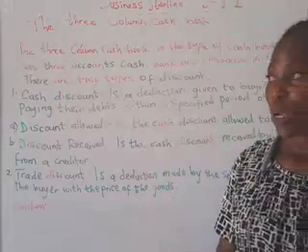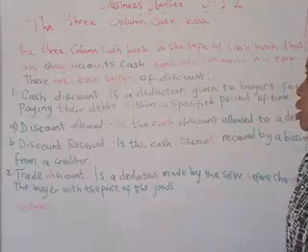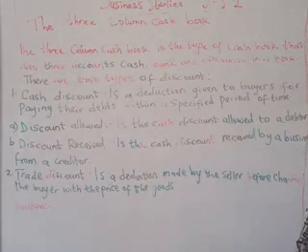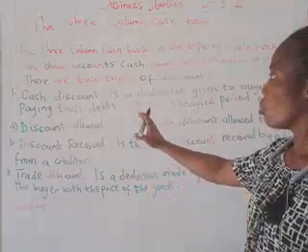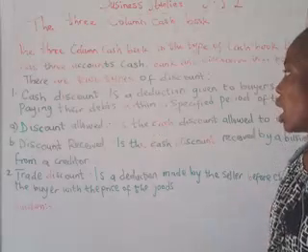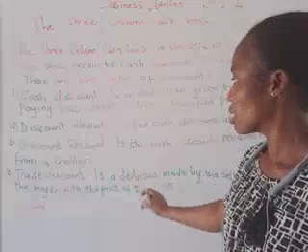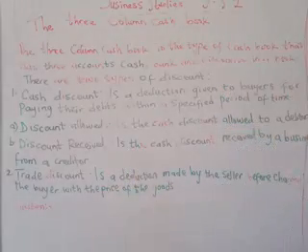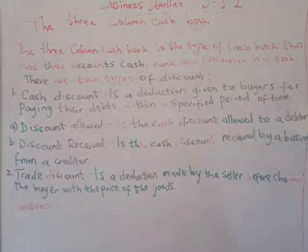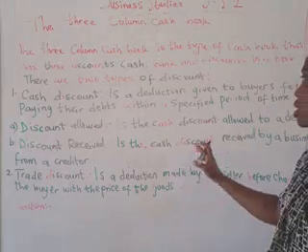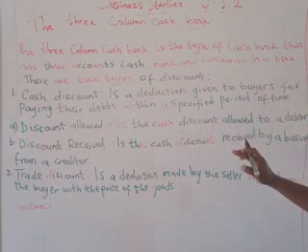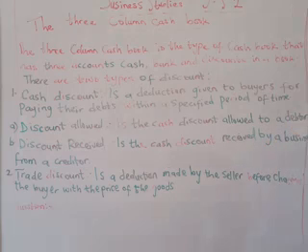You have cash discounts and trade discounts, but we are going to work more on cash discounts. The cash discount is divided into 2: discounts allowed and discounts received. And what is cash discount? Cash discount is a deduction given to the buyer for paying their debt within a specified period of time, when the buyer is given a deduction from what he or she has purchased.